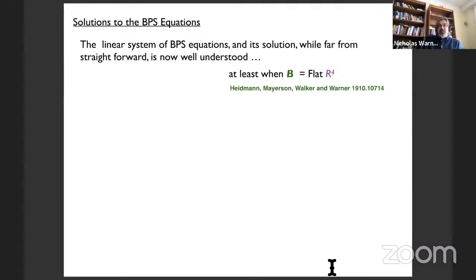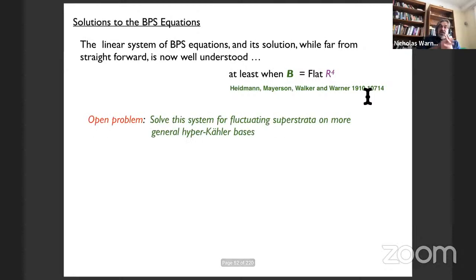Okay, so all I'm going to say about this, and there's a huge background to this, is that this linear system of BPS equations and its solution, while far from straightforward, is now really well understood, at least for flat R4. And as I say, there are many, many references, and I'll get them at the end, but the state of the art in some sense is this recent paper we wrote a couple of years ago, which gave us the most efficient algorithms for solving this BPS system. But it's a huge open problem to solve this, other than for fluctuating superstrata, on more general hyperkähler bases. We have examples on hyperkähler bases without fluctuations.